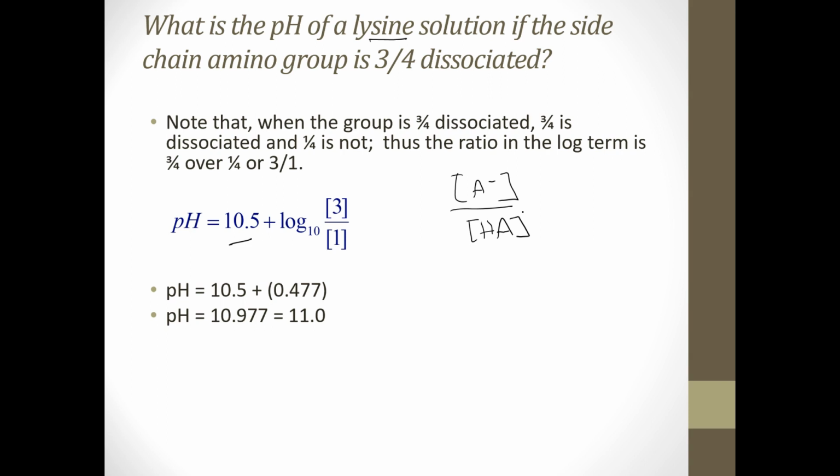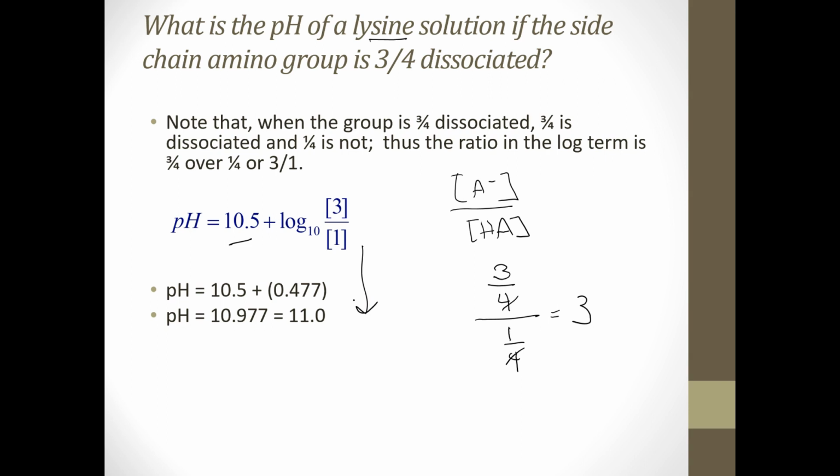So in this particular case, if it's 3/4 dissociated, that's our conjugate. 1/4 associated, forces cancel, and we have a final of 3:1. And then we can just plug it in, plug and chug, get our solution.